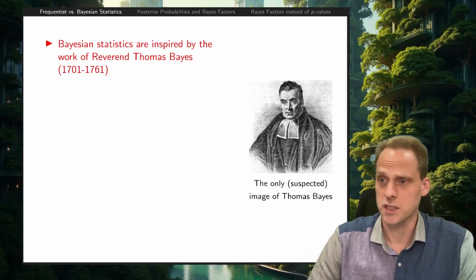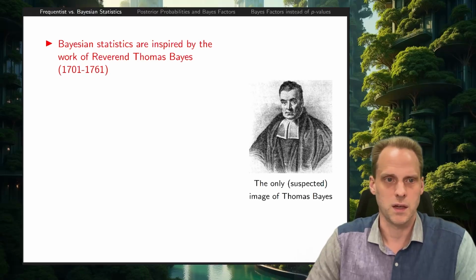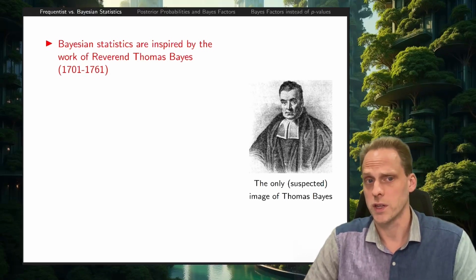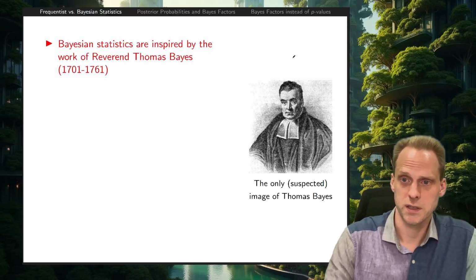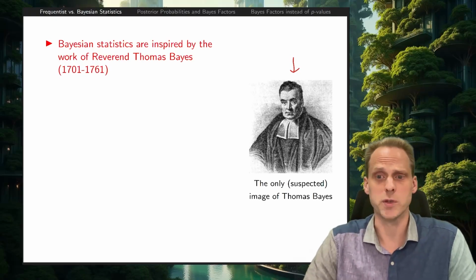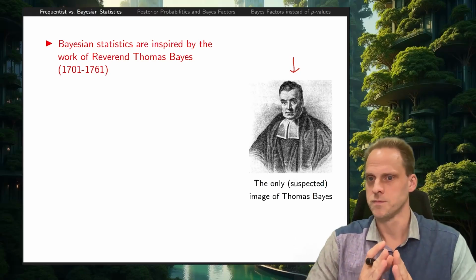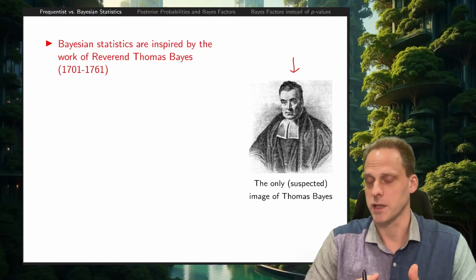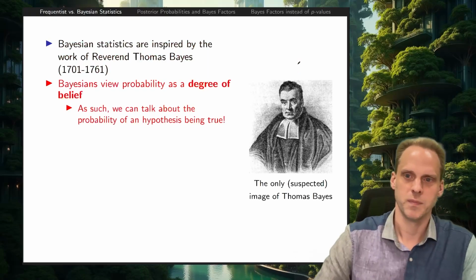Now, Bayesian statistics are inspired by the work of Reverend Thomas Bayes, a reverend who lived between 1701 and 1761. This is a very famous picture of Thomas Bayes, except that we don't know if this is actually Thomas Bayes. This is the only suspected image of him. It's the image you see appear a lot. Every time people refer to Bayes, they use this image, but there is a certain degree of belief that this might actually not be Thomas Bayes, but overall we think this is a picture of him.